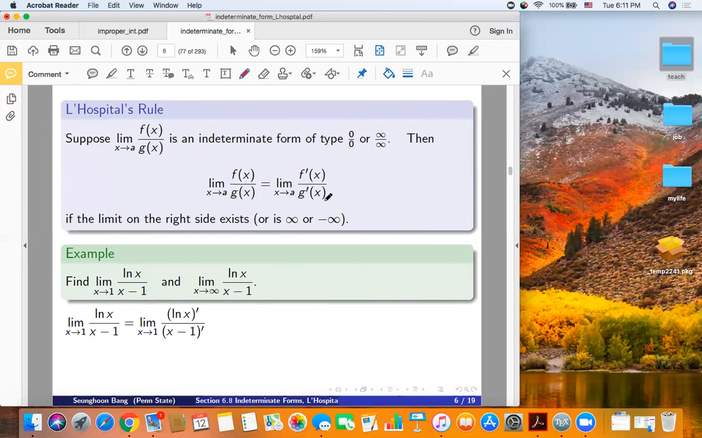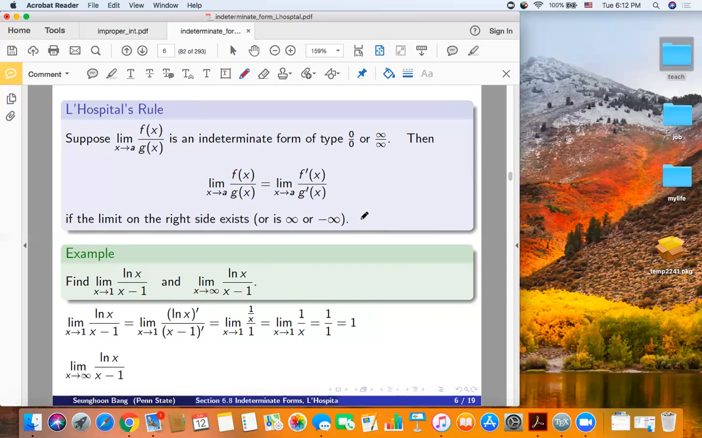So what is the derivative of ln of x? Could you write your answer? What is ln of x prime? Yeah, thank you, all of you. 1 over x. And x minus 1 prime is 1. So we have this result. Simplify: the limit of 1 over x over 1 is just the limit of 1 over x. You plug 1 into x, 1 over 1. The answer is 1. So this is possible by using the L'Hopital rule.